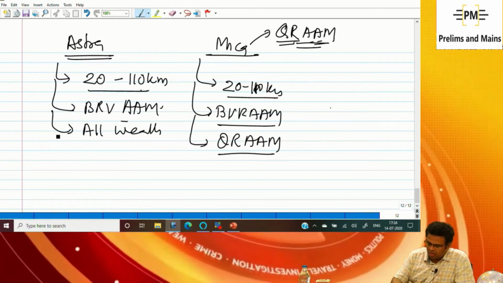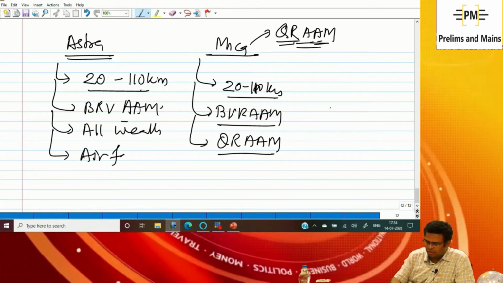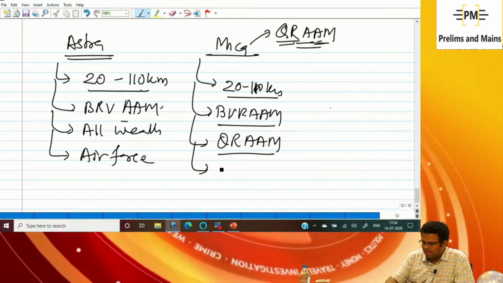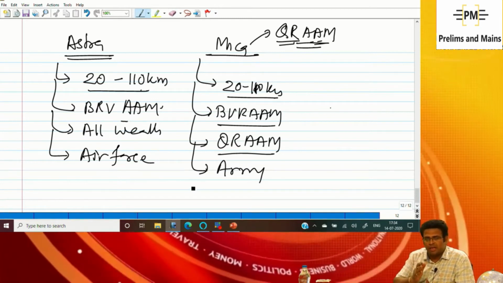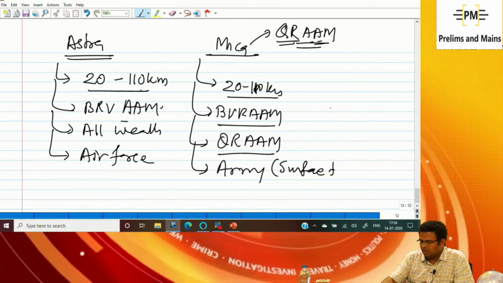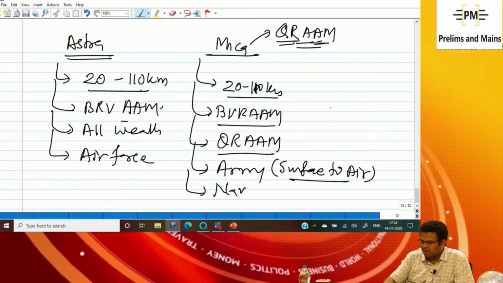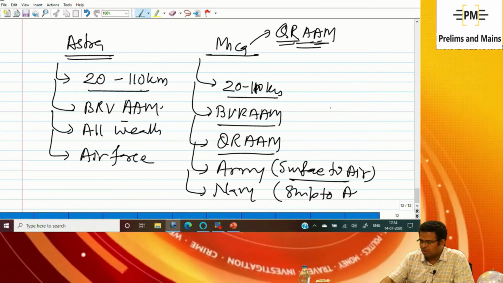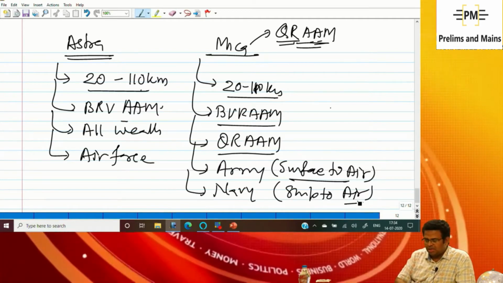Astra is under the Air Force, but Mica has been formed for the army also, that is for the land. This missile can target from the land, meaning it can also act as a surface to air missile. It is also in the navy, where it can target from the sea to air. So Mica has this property.